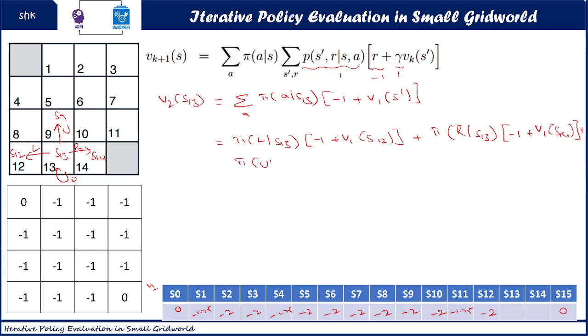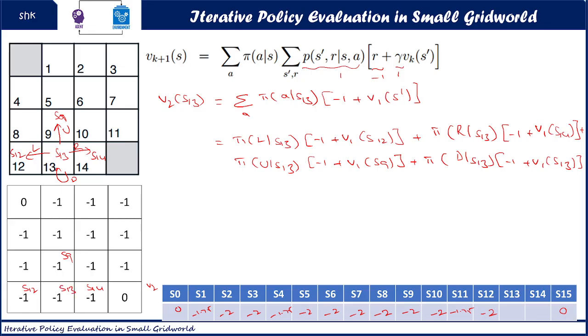Plus the probability of up action from S13 state. When you take up action from S13 state, we reach S9 state. So minus 1 plus V1 of S9, plus the probability of down action from S13 state. When you take the down action from S13 state, we fall to the same state. So that is V1 of S13. So for computing V2 of S13, we require V1 of S12, V1 of S14, V1 of S9, and V1 of S13.